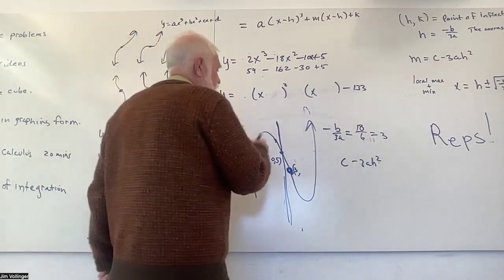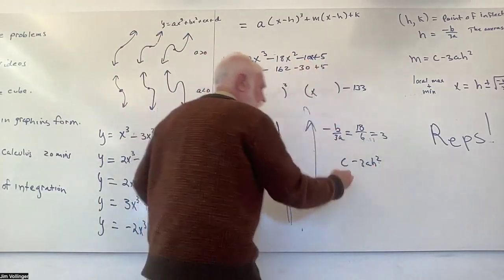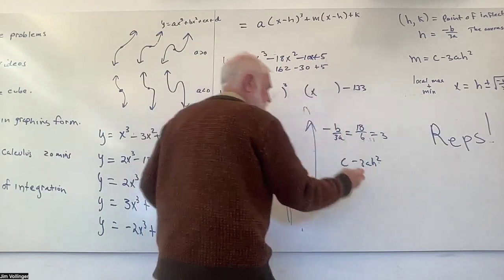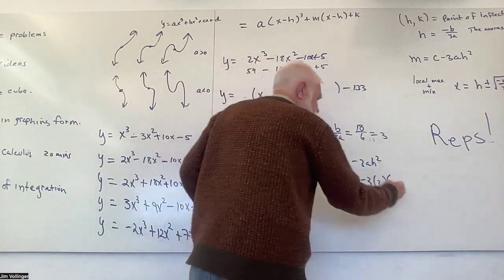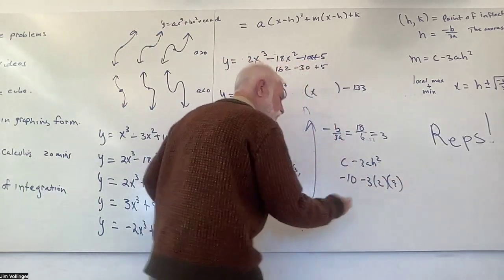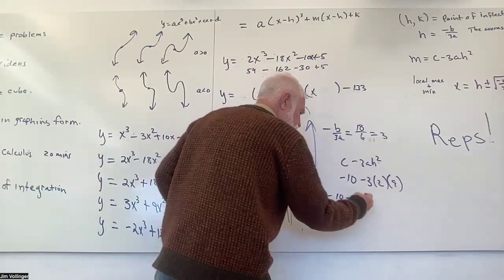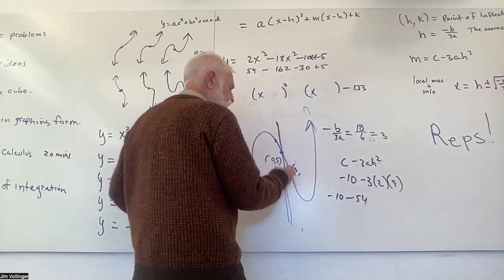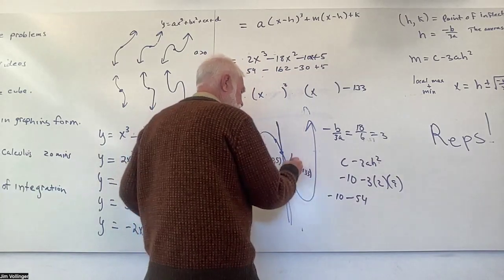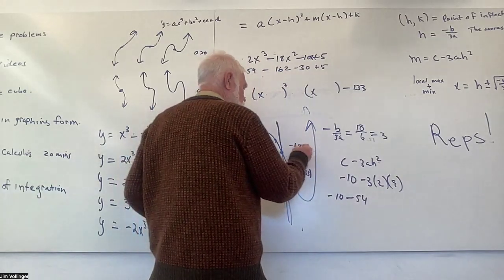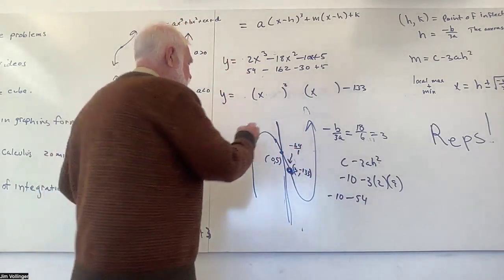All right, so now I got to find c minus the rate of change at this instant, minus 10 is c, minus 3a was 2, I believe, and 3 squared is 9, h squared, and so minus 10, minus 54. So I'm going down at 64 to 1. This was minus 133, and I'm going down at 64 to 1 at that instant. And now I can find the local maxes and mins.